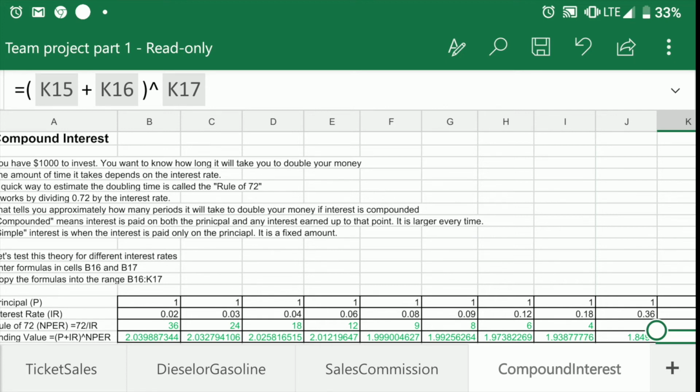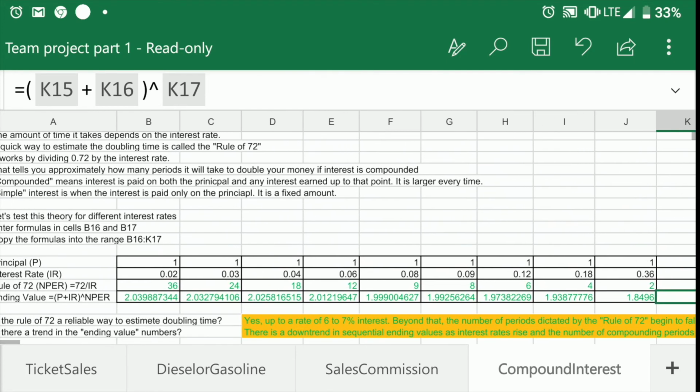Compounding means interest is paid on both the principal and any interest earned up to that point. So it gets larger and larger every time. Simple interest, on the other hand, is when the interest is paid only on the principal. So it's more like a fixed amount.